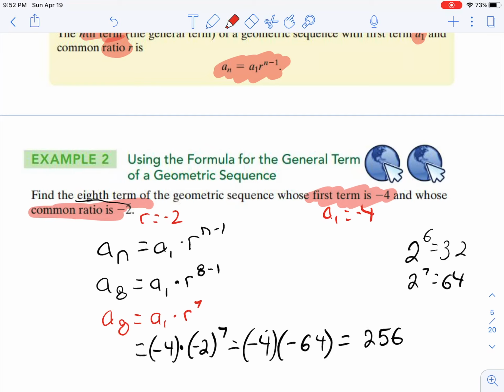Now let's think about our signs. What's a negative times a negative? That's going to give me a positive in this case. So my 8th term is going to be 256.